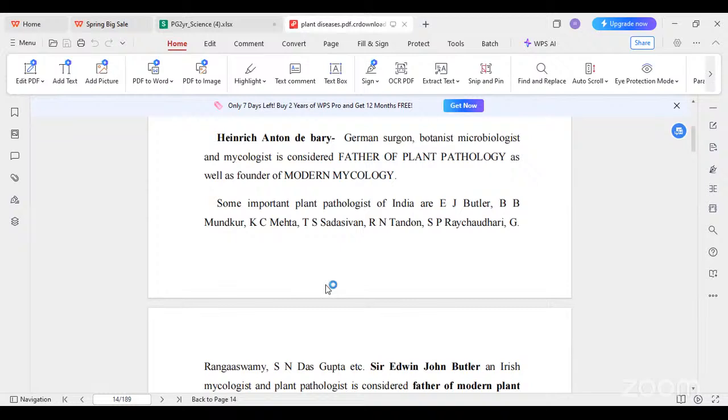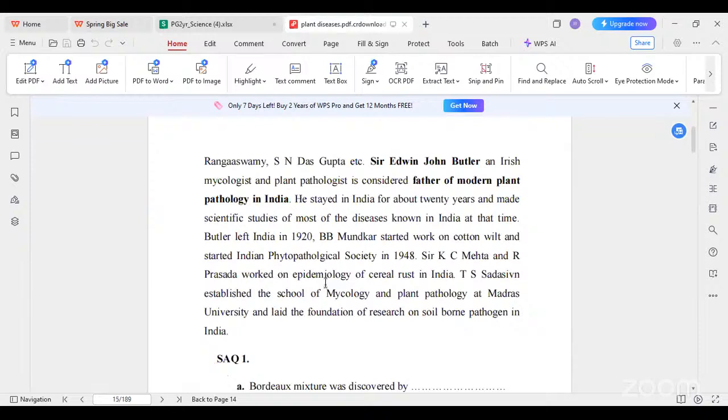Some important plant pathologists of India are E.J. Butler, B.B. Mundkur, K.C. Mehta, T.S. Sadasivan, R.S. Tandon, S.P. Raychaudhuri, G. Rangaswami, S.N. Das Gupta, etc. Sir Edwin John Butler, Irish microbiologist and plant pathologist, is considered the father of modern plant pathology in India.